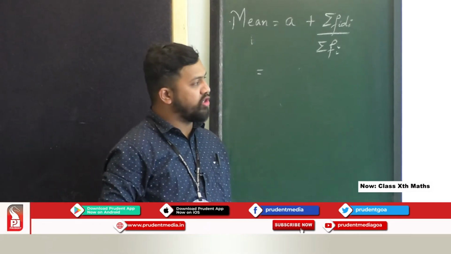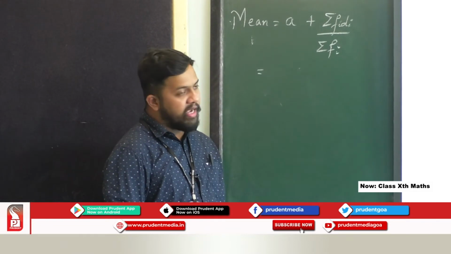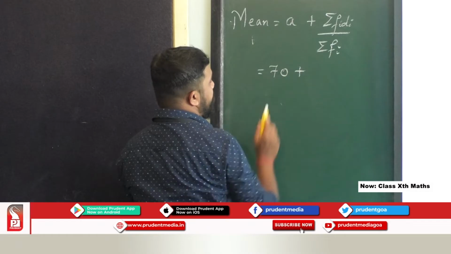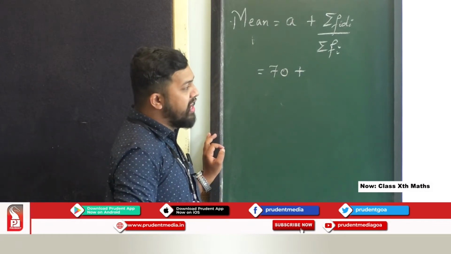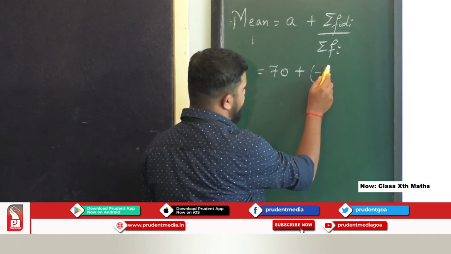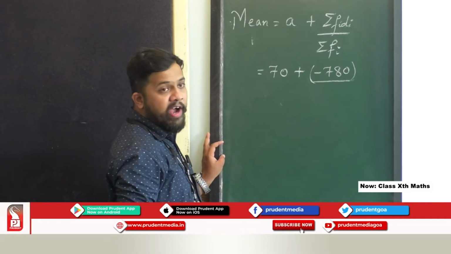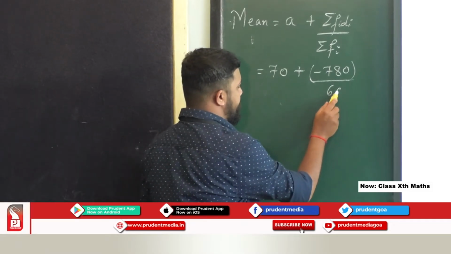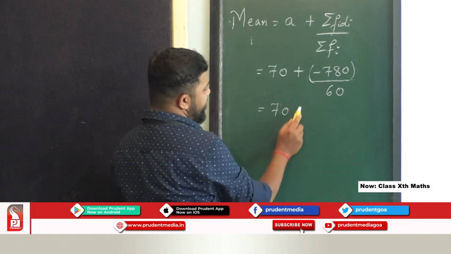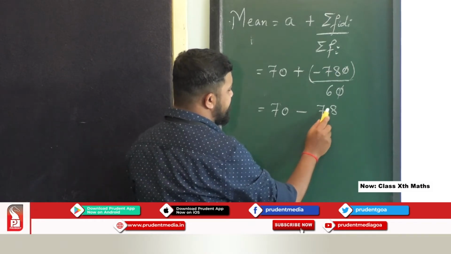The next thing is to substitute all the values. What is your A? A is the assumed mean, which is already marked there, 70. So write that 70. Plus summation fidi. Summation fidi is nothing but negative, that is negative 780. So minus 780 divided by summation fi. What is summation fi? It is 60. The next step, 70 plus, into minus, minus. I'll cancel this 0. What I'll get is 78 by 6.